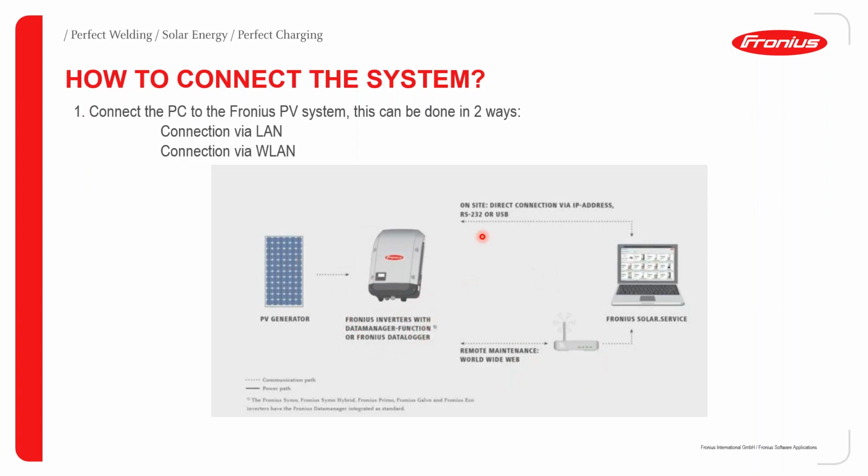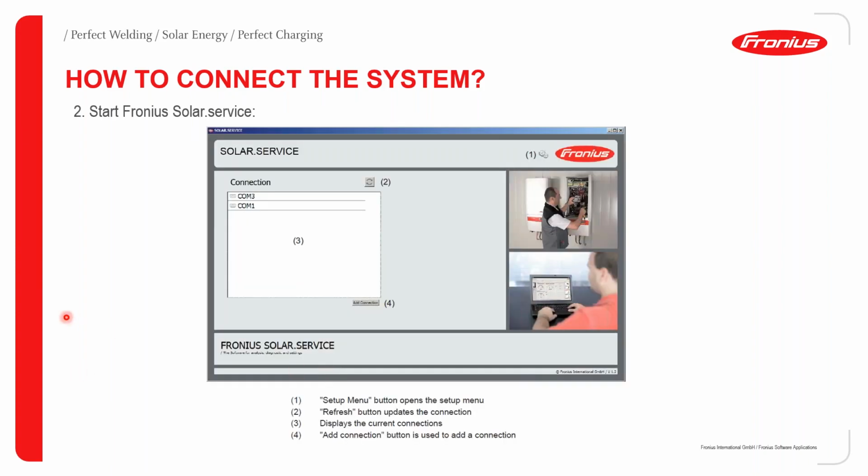Or, as I said earlier on, you could use a LAN connection and do a direct connection to the Snap inverter. However, in both cases, it's very important that you already know the IP address of the data manager. Once you have done that, you then need to open up the Solar.Service program from your applications.